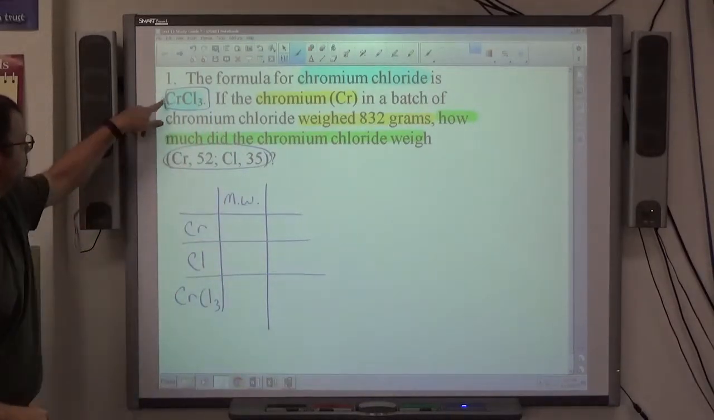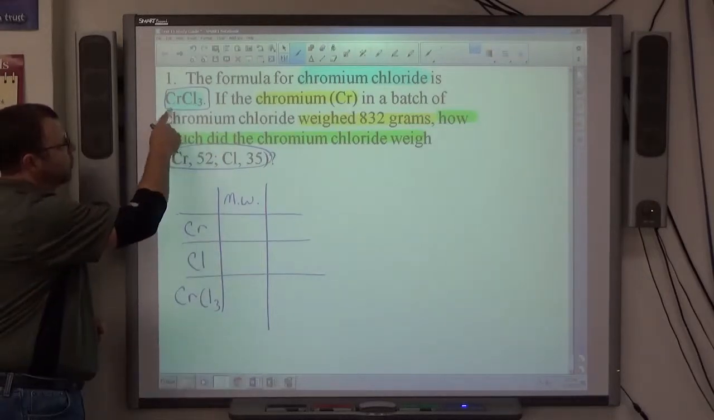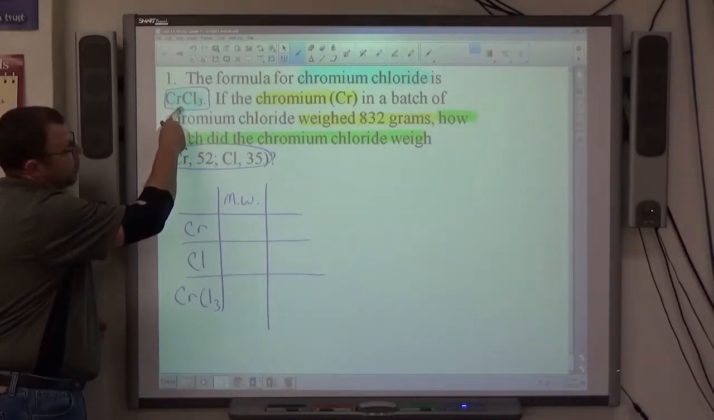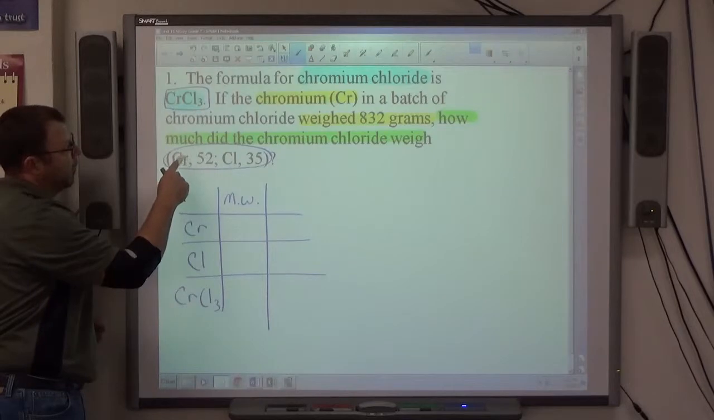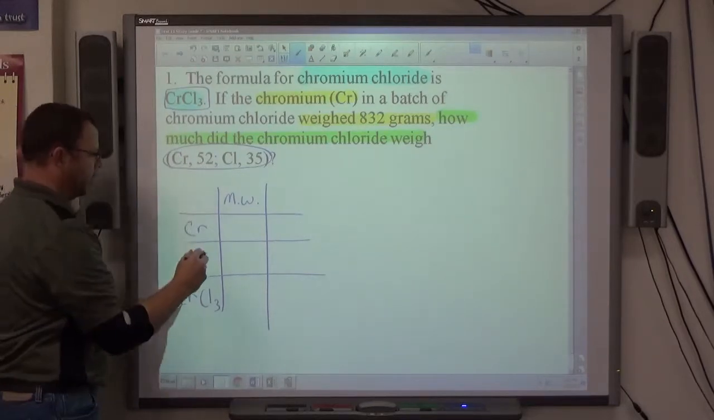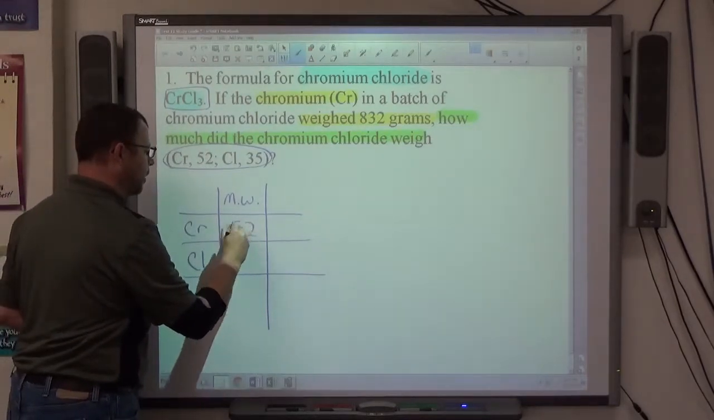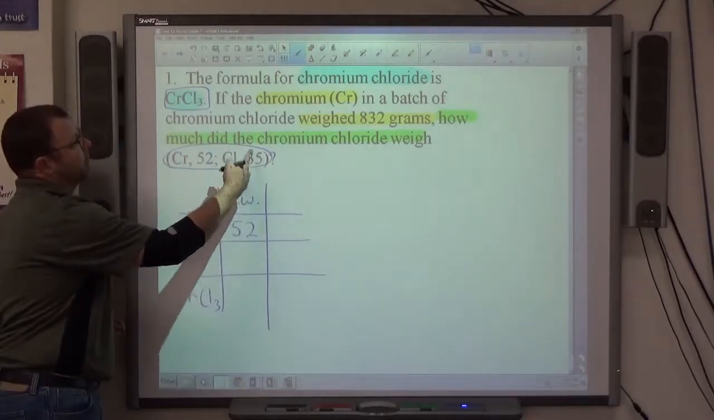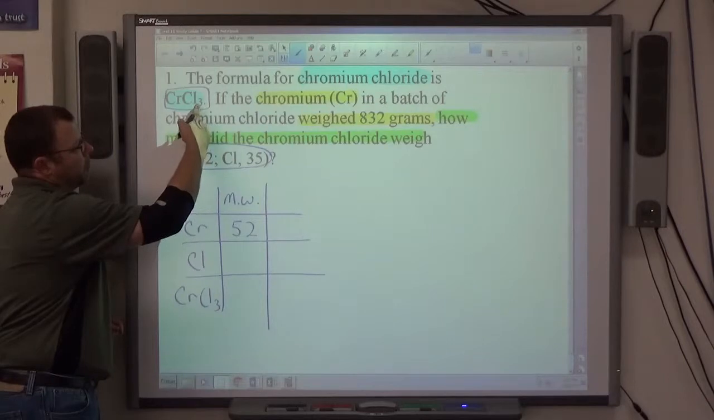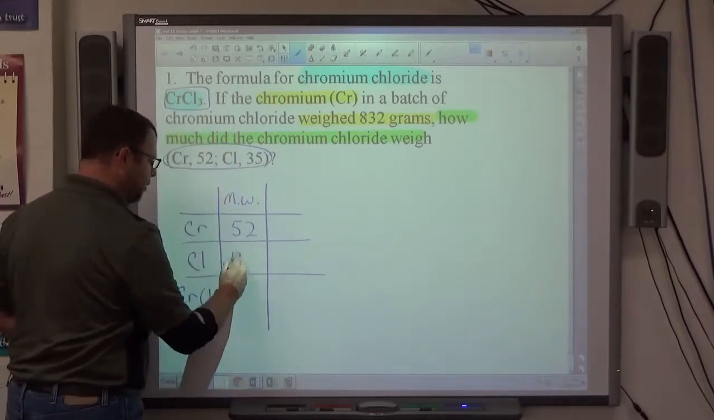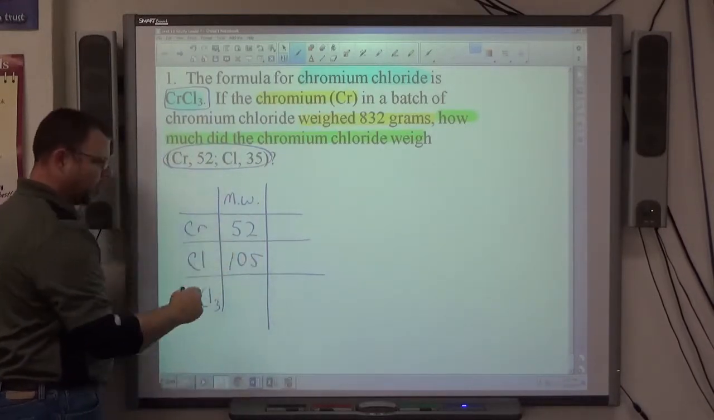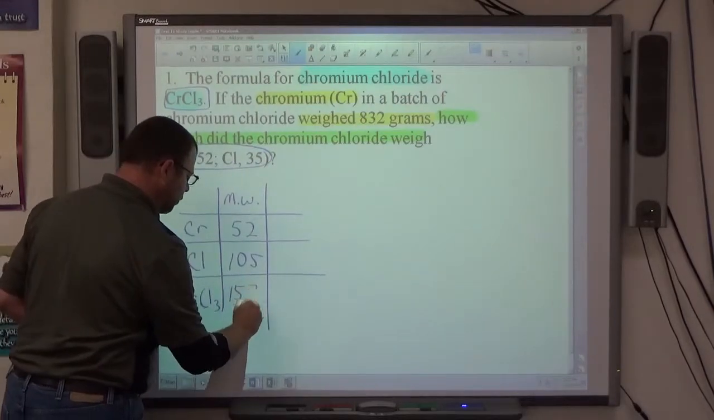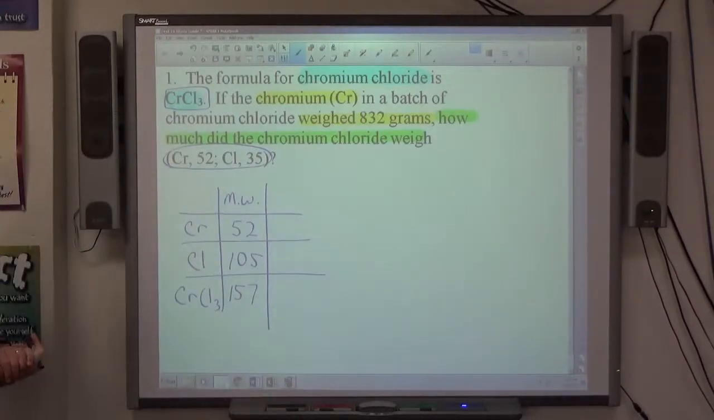So if we look at the original formula here, Cr with no subscript implies there's one chromium in every molecule. Every chromium weighs 52, so the total molecular weight in a molecule of chromium is 52. Every chlorine weighs 35, and the formula says we have 3 of them, so we do 3 times 35. That gets me 105 for the weight of the chlorine. 52 and 105 make 157 for the weight of the molecule of chromium chloride.